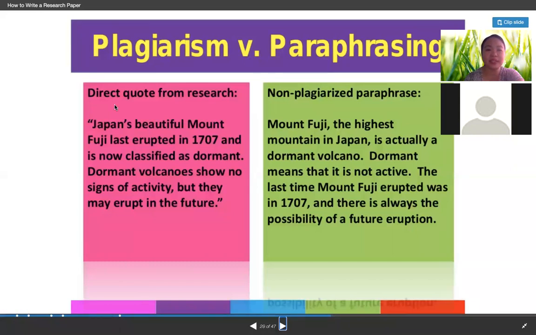So plagiarism, like from a direct quote from the research: Japan's beautiful Mount Fuji last erupted in 1707 and now is classified as dormant. And then you say, dormant volcanoes show no signs of activity, but they may erupt in the future. So these are examples of the direct quote from research.